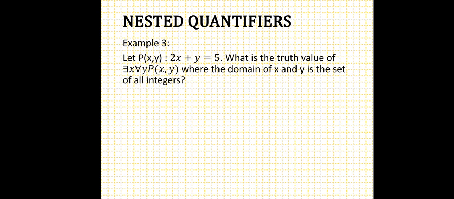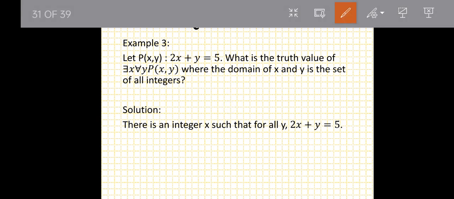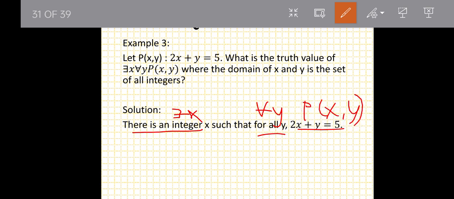Okay. Let p x y such that 2x plus y is equal to 5. What is the truth value of there exists x for all y p x y where the domain of x and y is the set of all integers? So in English, yan siya. There is an integer x such that for all y, 2x plus y is equal to 5. There is an integer x, so that is there exists x natin. For all y, yan yung for all y natin. And this is our p of x y. So, ano kaya ang kanyang truth value?